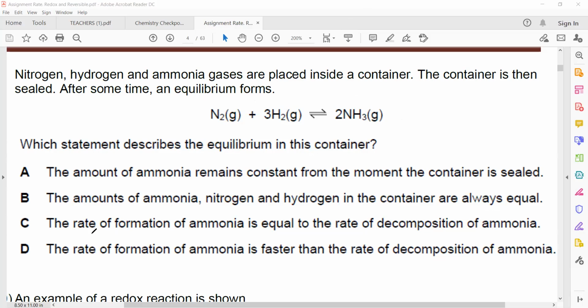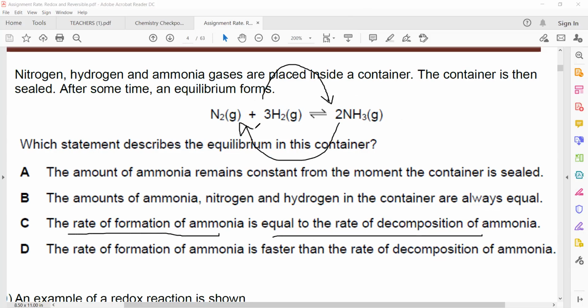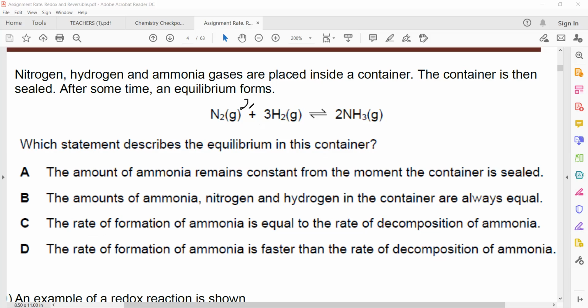So the rate of formation of ammonia is the same as the rate of decomposition of ammonia. So ammonia decomposes and forms nitrogen and hydrogen. The rates are equal. No change in concentration, but it does not mean we have equal amount of reactant and product. Equilibrium does not mean that you have 2 grams of reactant and 2 grams of product. Equilibrium means the speeds are same, the rate of the forward and the rate of backward reactions are equal, so that there is no change in concentration of reactant or product. Is it clear?